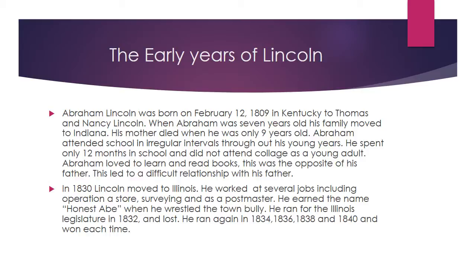In 1830, Abraham Lincoln moved to Illinois. He worked at several jobs, including working at a store, and he did some surveying and also worked as a postmaster. He earned the name Honest Abe when he wrestled the town bully. He ran for the Illinois legislature in 1832 and he lost. And he ran again 2 years later and won from that point on. So he was in the Illinois legislature from the year 1834 to 1840.